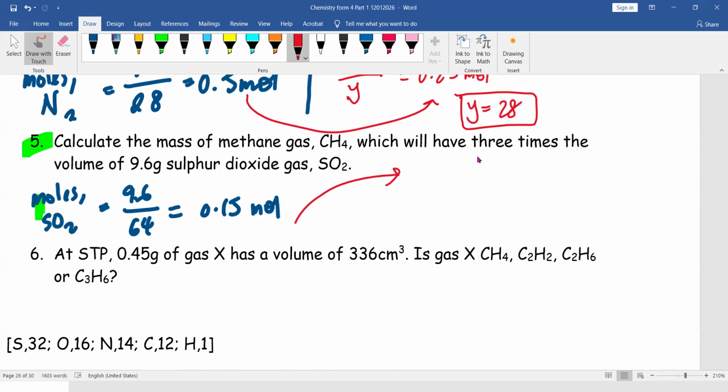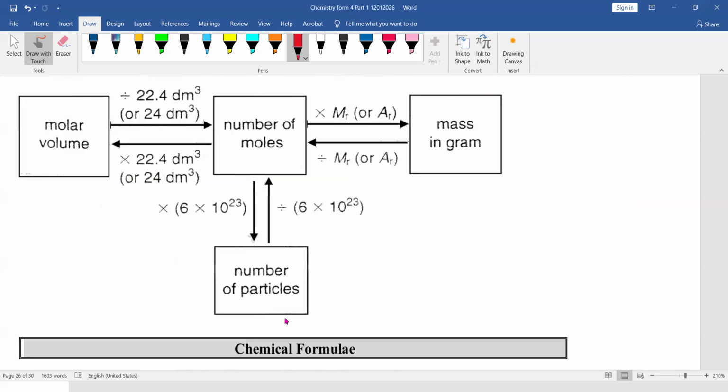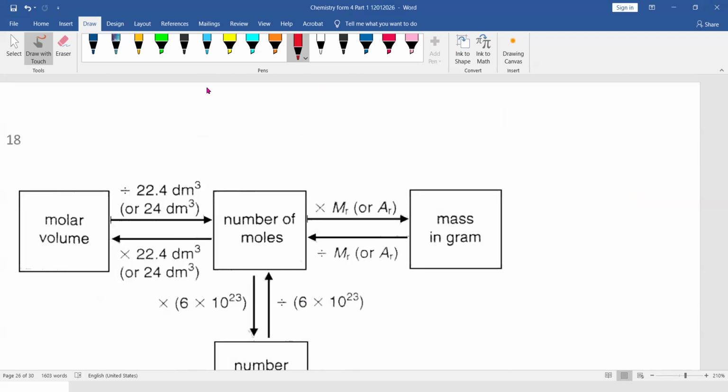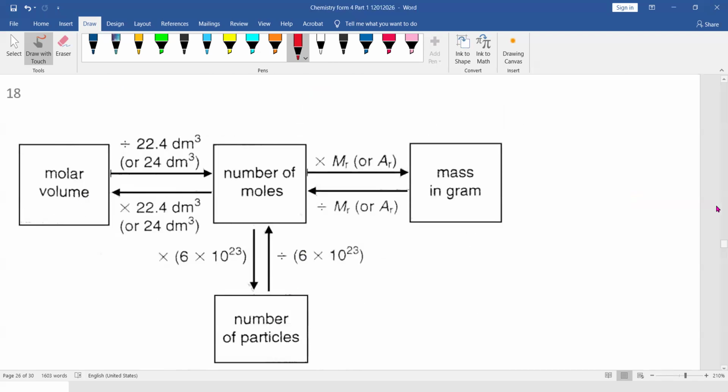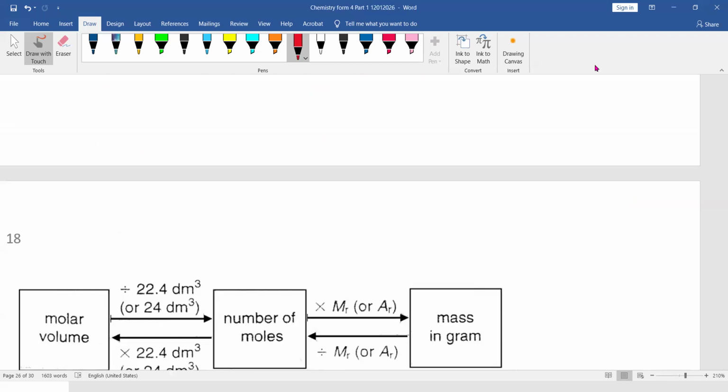Okay. If you have 3 times the volume, does it mean 3 times the mole? Yes. So 0.45 mole, correct? And then 3 times the mass. Methane is 16. So 0.45 times 16, you get? Ta-da! Very good. Okay. Go home and try to do question 6. If you can do question 6, then you are graduated. So you know these 3 formulas connected to each other. Okay?